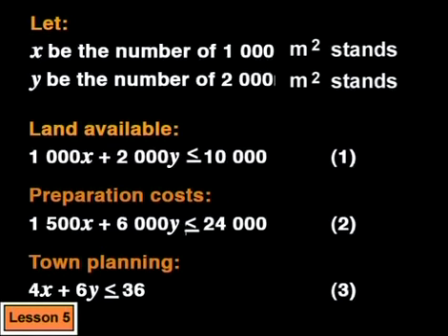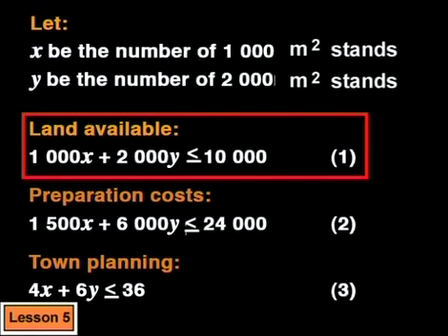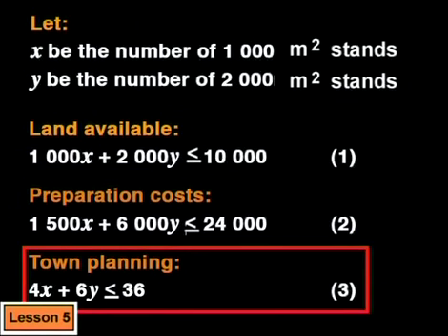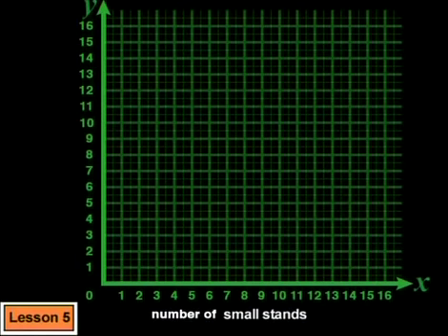So, we've set up inequalities for the constraints. This one gives us the constraints for the total amount of land available. The second constraint has to do with the preparation costs. And the third constraint has to do with the number of units allowed on each type of plot by the town council. We can plot these inequalities on a set of axes. We'll put the number of smaller stands on the x-axis and the number of larger stands on the y-axis. So let's start with the graph for the first constraint.